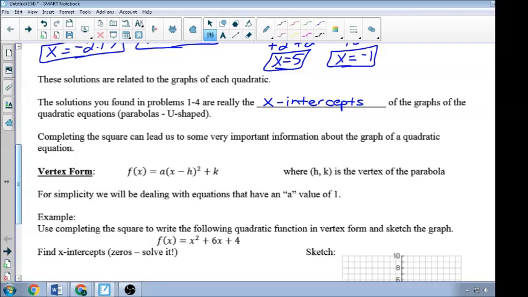Completing the square can lead us to some very important information about the graph of a quadratic equation. Specifically, it can lead us to vertex form, where h and k is the vertex of the parabola, and for simplicity we'll be dealing with equations that have an a value of 1. Now what you need to recognize is that this h inside of the parenthesis is going to be opposite. So I do not trust anything that is inside of the parenthesis. I want to go opposite of what's inside the parenthesis, okay?